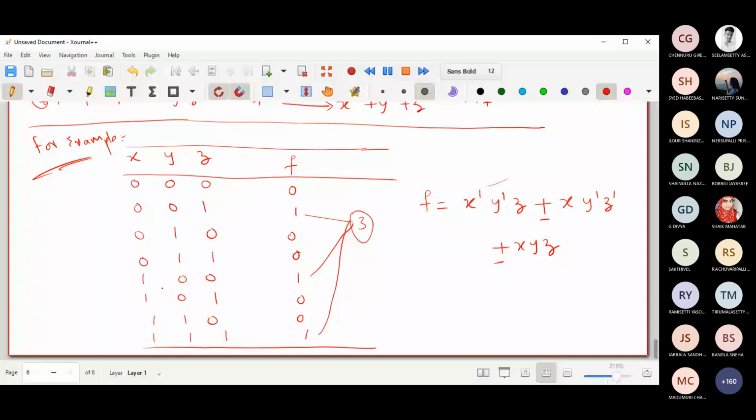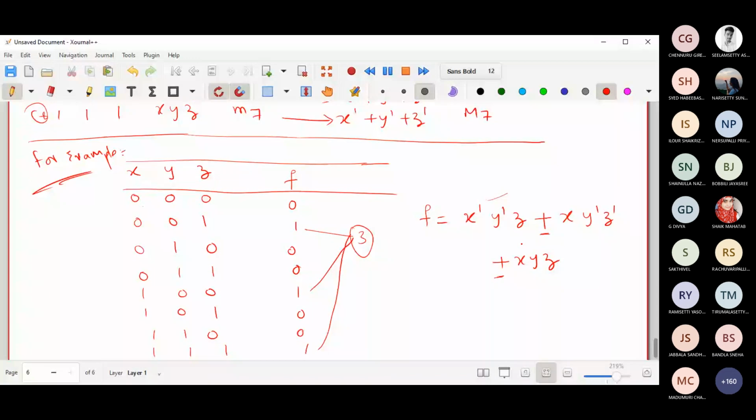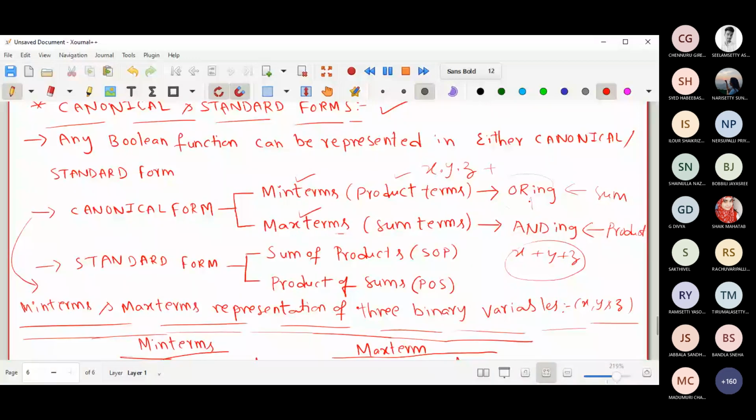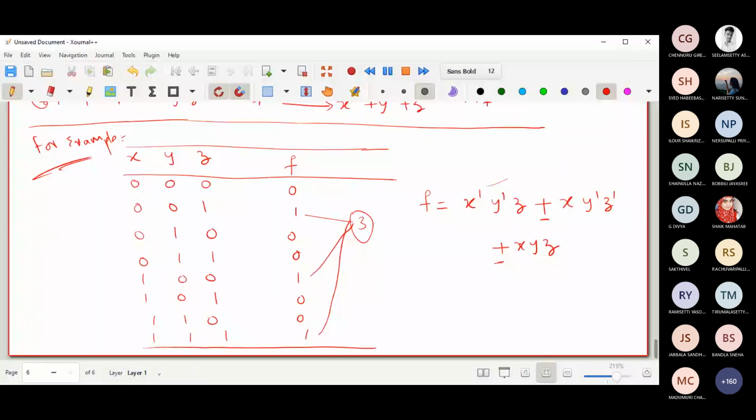So I have given that in the starting itself. In sum of minterms form, you take the product terms, and finally you do ORing. ORing is nothing but sum, that's why I have done sum here. Plus indicates sum here. So this is what I can call sum of minterms form, one of the canonical forms.